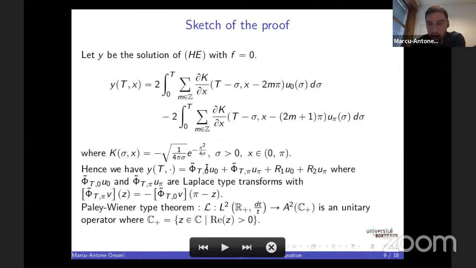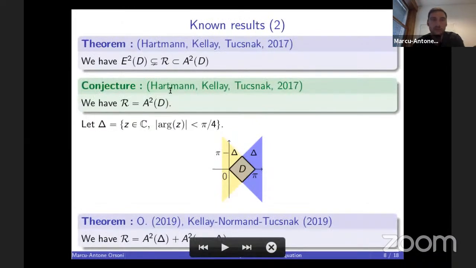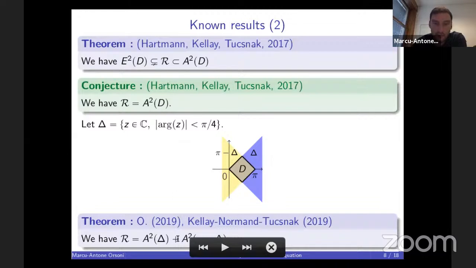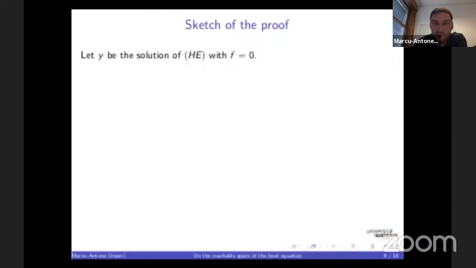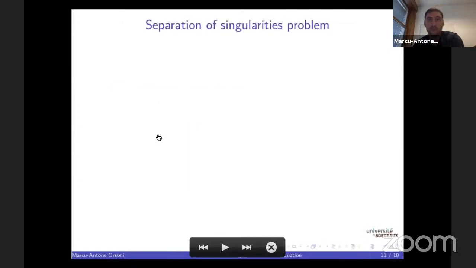So, okay, I will come back to this conjecture and this theorem. We want to know if this sum is equal to this Bergman space. And if you see this sum, in fact, the intersection of the two sectors is the square. So we can, in fact, generalize the question, and so the question is a separation of singularities problem. It is the following.